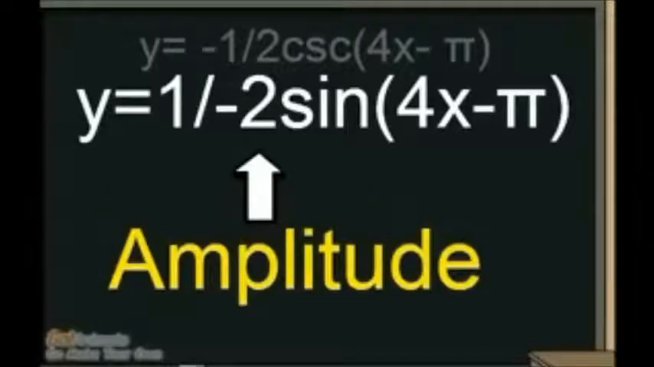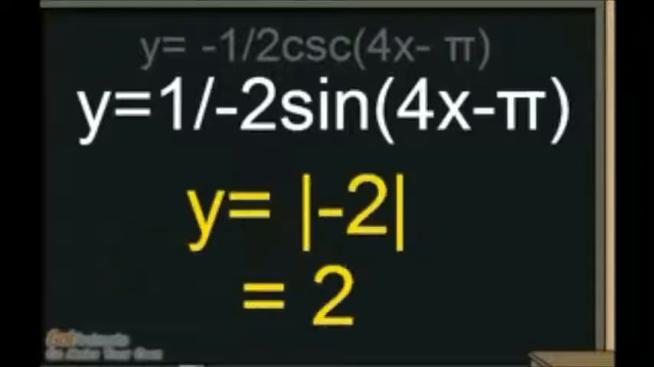The amplitude is always in front of the function. It determines the maximum and minimum of your graph. To solve for your amplitude, take the absolute value of the amplitude, which in our equation is -2, and if you take the absolute value of it, it will become 2.